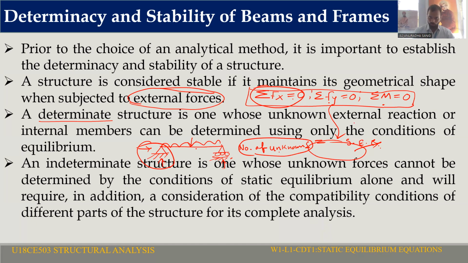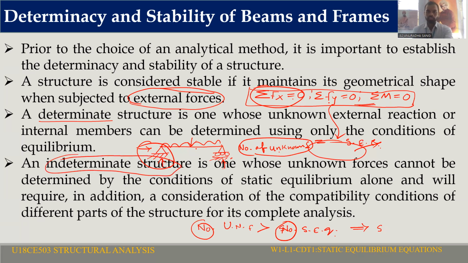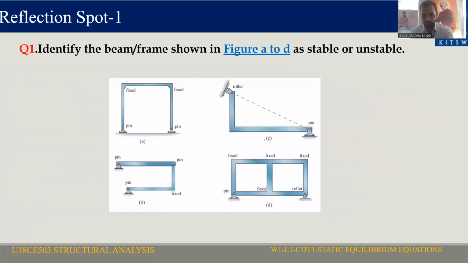If the number of unknown forces is equal to the number of static equilibrium equations, then the structure is called a statically determinate structure. If the number of unknown forces is greater than the number of static equilibrium equations, then the structure is called a statically indeterminate structure.